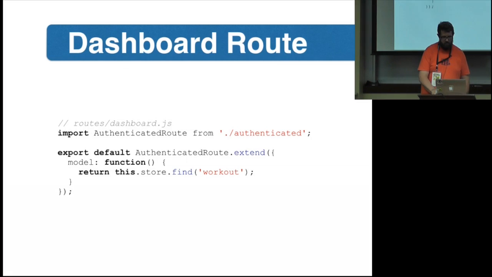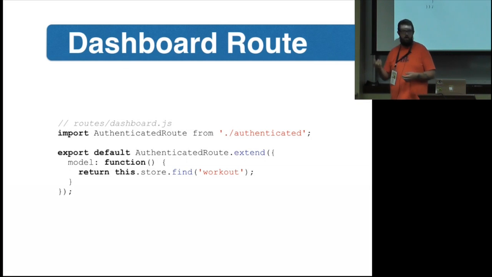So then in the dashboard route, instead of extending from Ember's default route, I extend from my authenticated route. So any place where I want the user to sign in, I just use my authenticated route. And then I have that behavior on all those routes. I don't have to redo it every time.